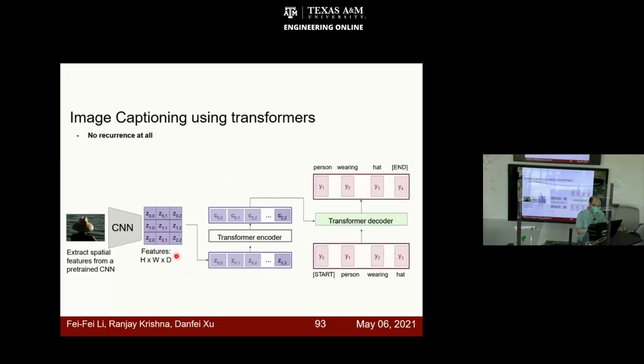The whole encoder consists of the CNN and the transformer encoder. Then we feed it into the transformer decoder, right? And this is the input, output, and we can train the thing, right? So this is one solution based on what we have learned previously, right?